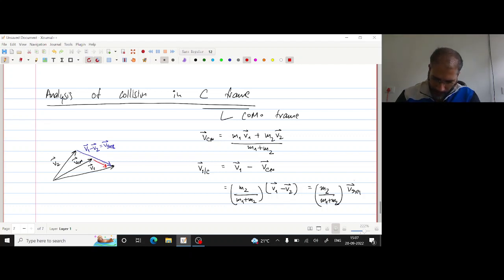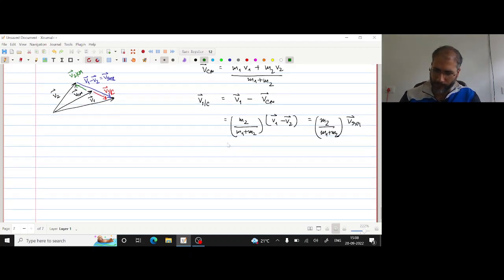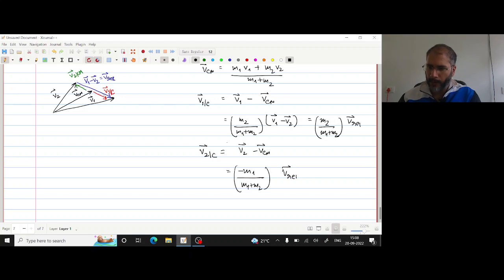So this we denote as V1 with respect to center of mass. And similarly, if I was to draw V2 with respect to center of mass, that becomes this vector, V2 with respect to the center of mass. So it's in the opposite direction as V1C, with a different magnitude, of course.